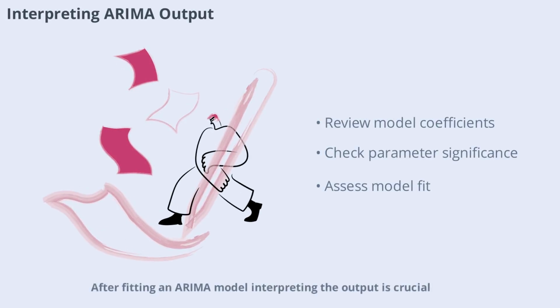After fitting an ARIMA model, interpreting the output is crucial. Key metrics include the coefficients for AR and MA terms, the significance of each parameter, and diagnostic statistics like AIC or BIC. Understanding these results helps you assess model quality and make informed decisions based on the forecasts.